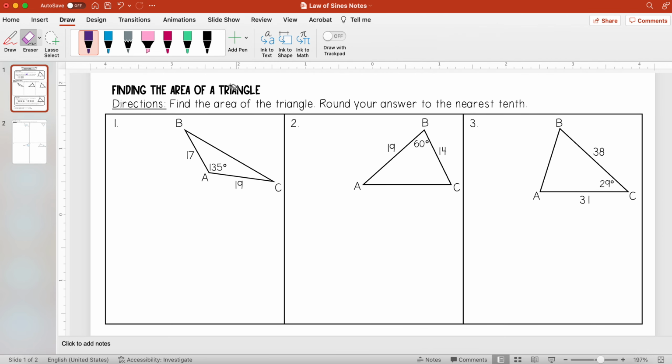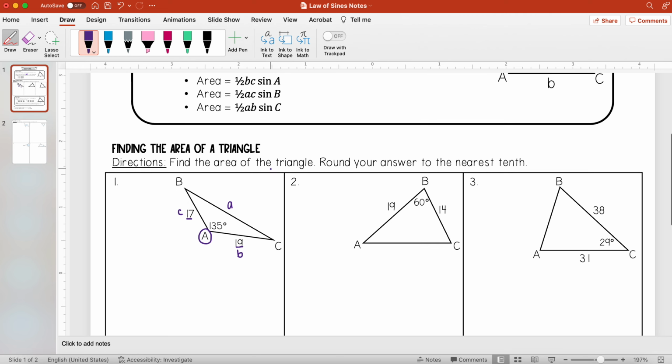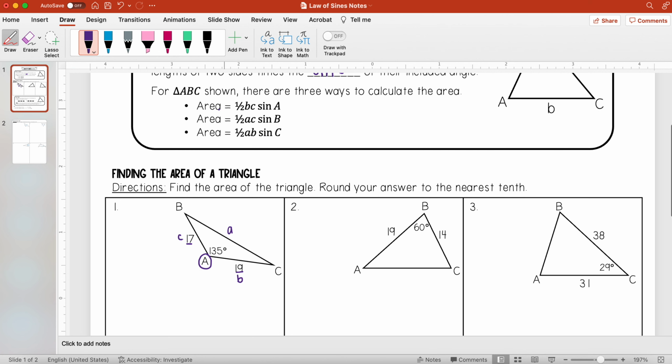I'm going to find the area of the triangle, and I'm going to round my answer to the nearest tenth. I encourage you to first just start with labeling your sides. I know that the side opposite of my angle A is side a. The side opposite of my angle B is side b. And the side opposite of angle C is side c. So I see I am given b and c, and I have the included angle A. That means I'm going to be using this first formula.